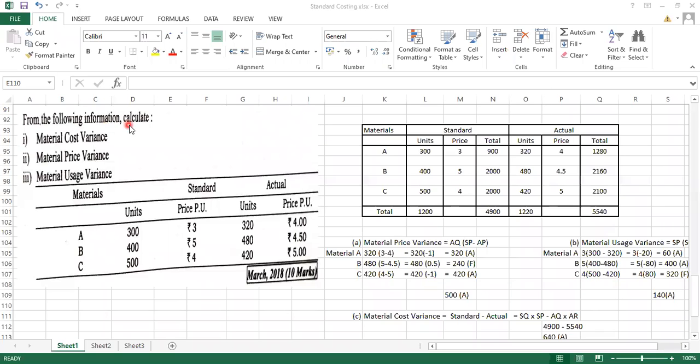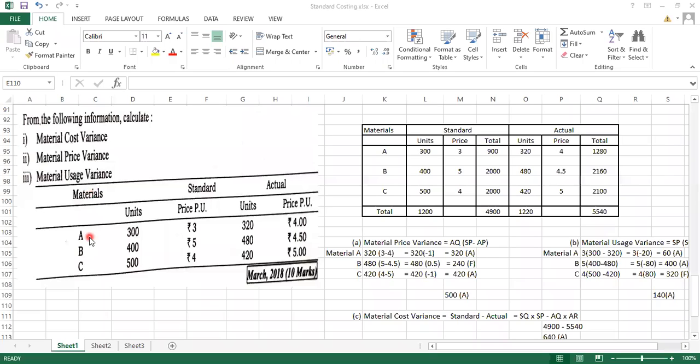From the following information, calculate material cost variance, material price variance, and material usage variance. Now, price variance, as I told you in the very initial lectures, is concerned with the rate. In price variance we take the rate, and usage is nothing but quantity. Now what is the information which has been given to us?